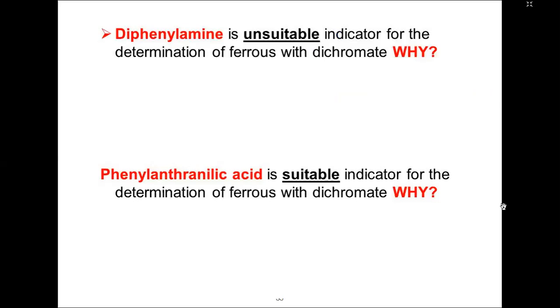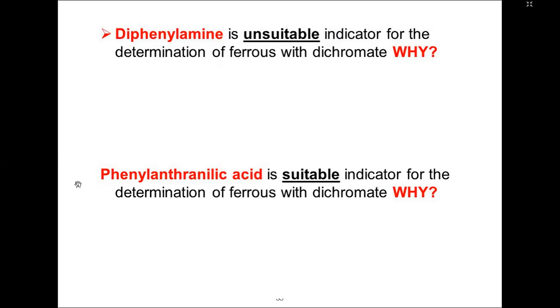So these are the two questions. Maybe that will help you understand the previous points. There are two indicators. One of them is diphenylamine and the other one is phenylanthranilic acid. One of them is suitable. The bottom one is suitable and the top one is unsuitable for ferrous with dichromate. For the same reaction, one of them is the suitable indicator and the other one is the unsuitable indicator. How do we answer these types of questions?